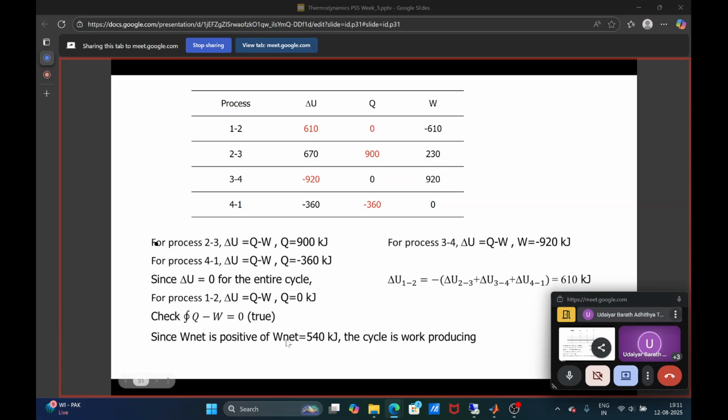And since W net here, if you add up all, that you get W net, that is positive. So the cycle is work producing, so you will receive work, so hence positive.